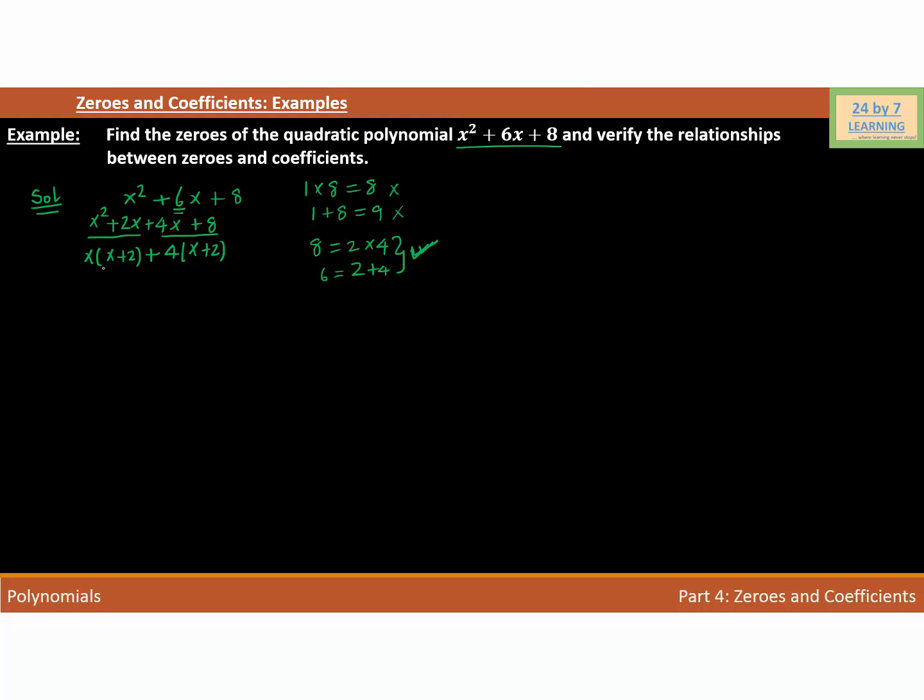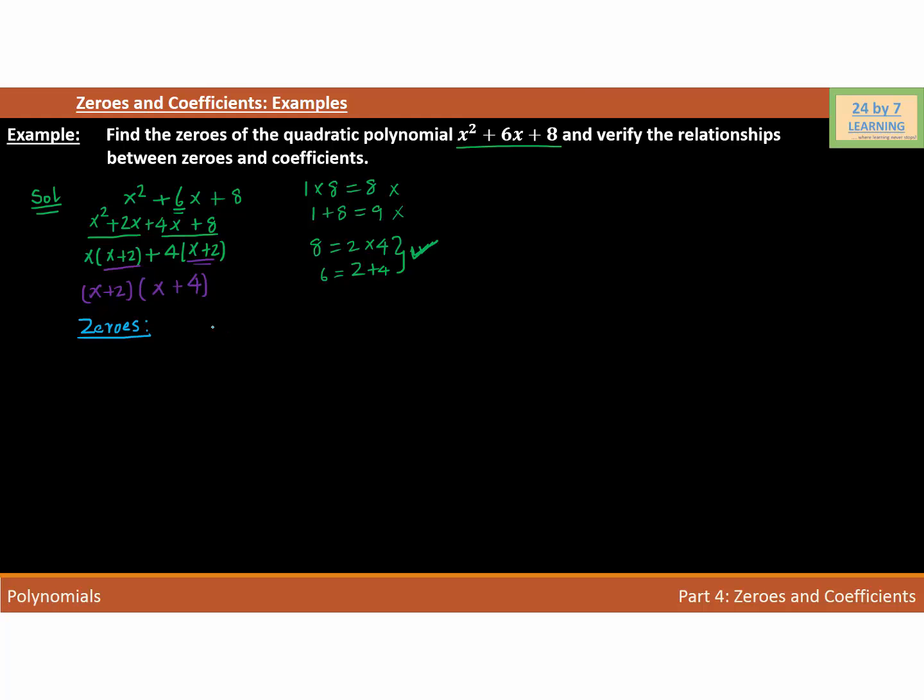As you can see, x plus 2 is common to these two parts. So I'm going to write x plus 2 common, and then I have x left over here plus 4 left over here. So basically I got the factors of the polynomial as x plus 2 and x plus 4. Now let's find the zeros.